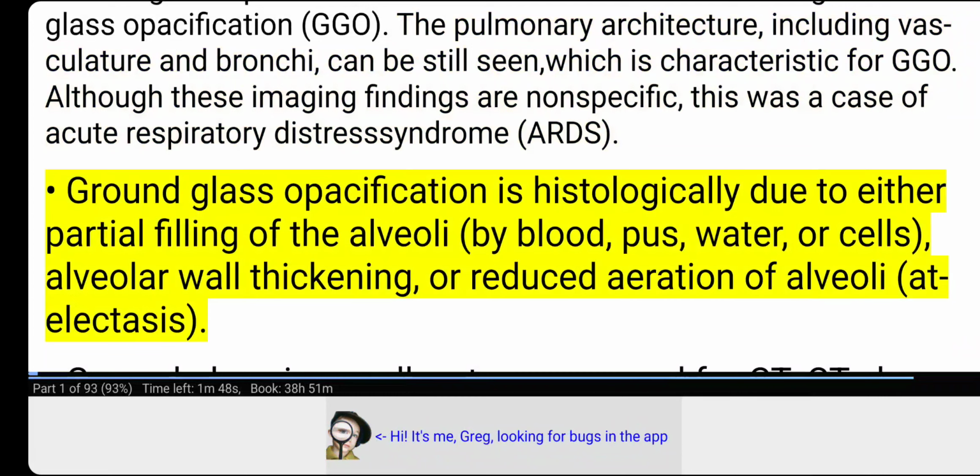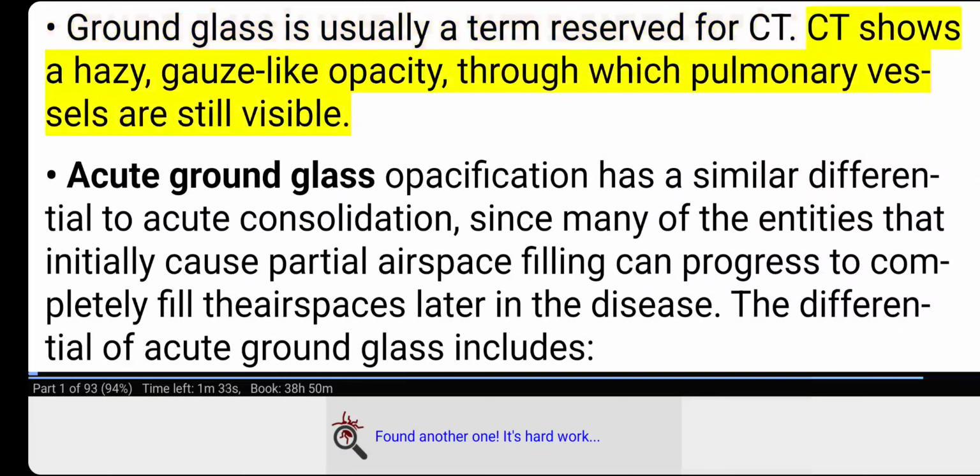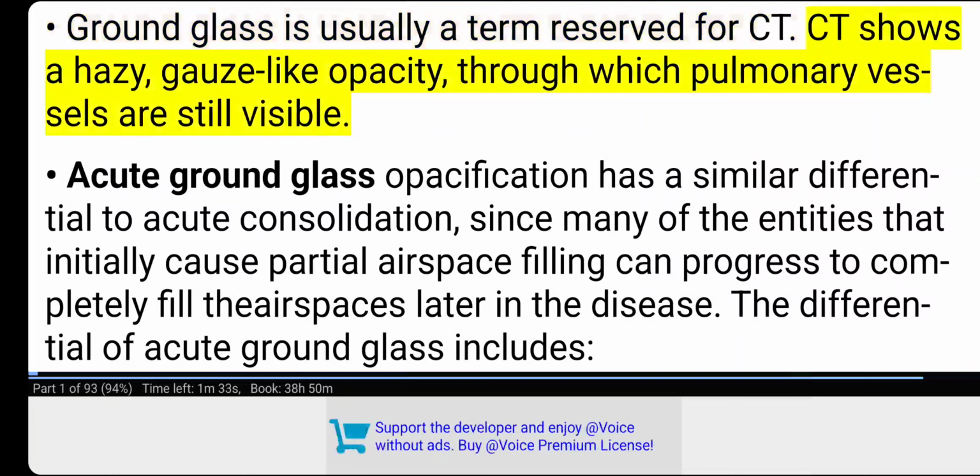Ground glass opacification is histologically due to either partial filling of the alveoli by blood, pus, water, or cells, alveolar wall thickening, or reduced aeration of alveoli, atelectasis. Ground glass is usually a term reserved for CT. CT shows a hazy, gauze-like opacity, through which pulmonary vessels are still visible.